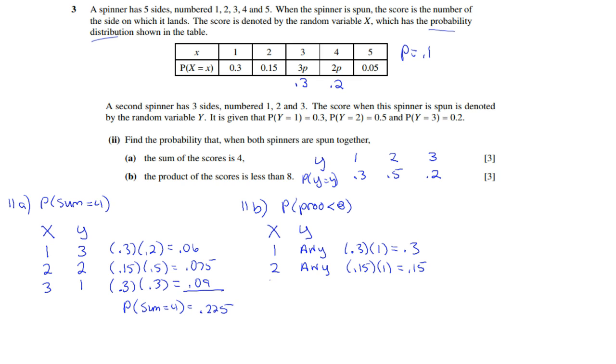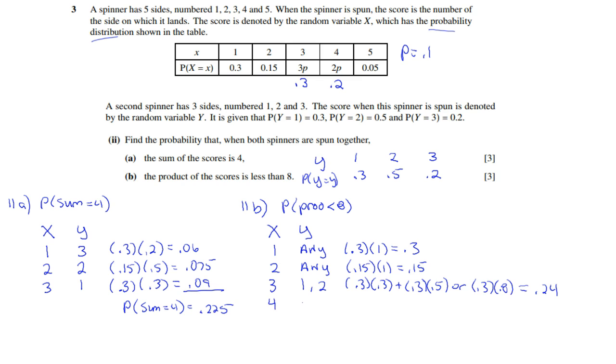Now for 3, I've got some difficulties. I can get a 1 and I can get a 2, but that's the only thing I can get on spinner y. So that's 0.3 times 0.3, and then I also can get 0.3 times 0.5. Keep in mind that's the same thing as multiplying 0.3 times 0.8. Anyway, we got 0.24 for that one.